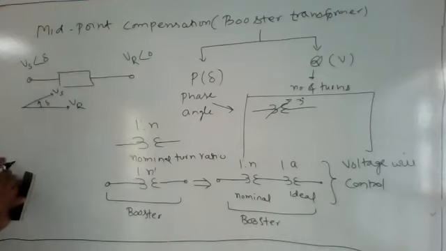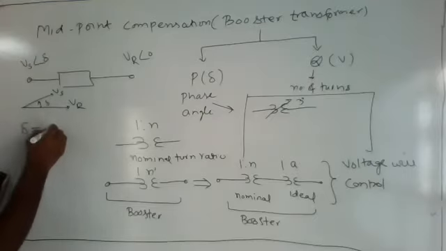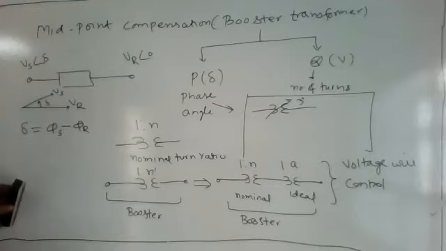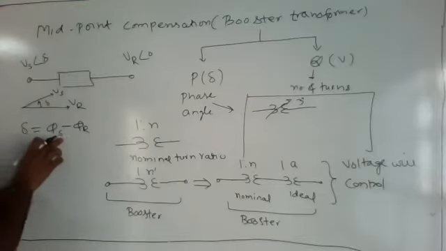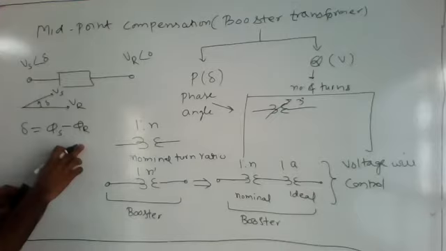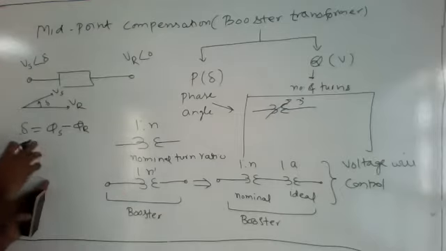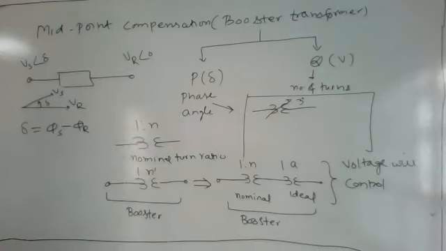What is the sending end voltage? So this is nothing but the power factor angle of the sending end minus the power factor angle of the receiving end. So delta is nothing but the power factor angle difference between the sending end and the receiving end. So if you are changing the power factor angle at the receiving end and sending end, then you can control delta. So this is all about the booster transformer.